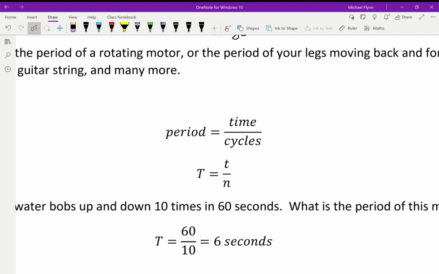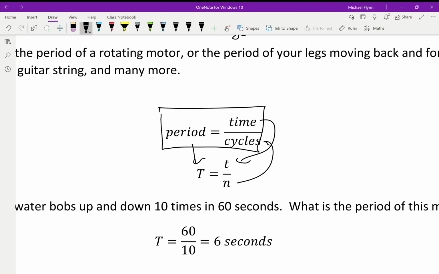Okay, anyway, so here's some examples. There's a formula for this. So the way you calculate period is by using this formula. Period is equal to the amount of time divided by the number of cycles. So we use capital T for period, we use little t for time, and for cycles, we use N for number of cycles.